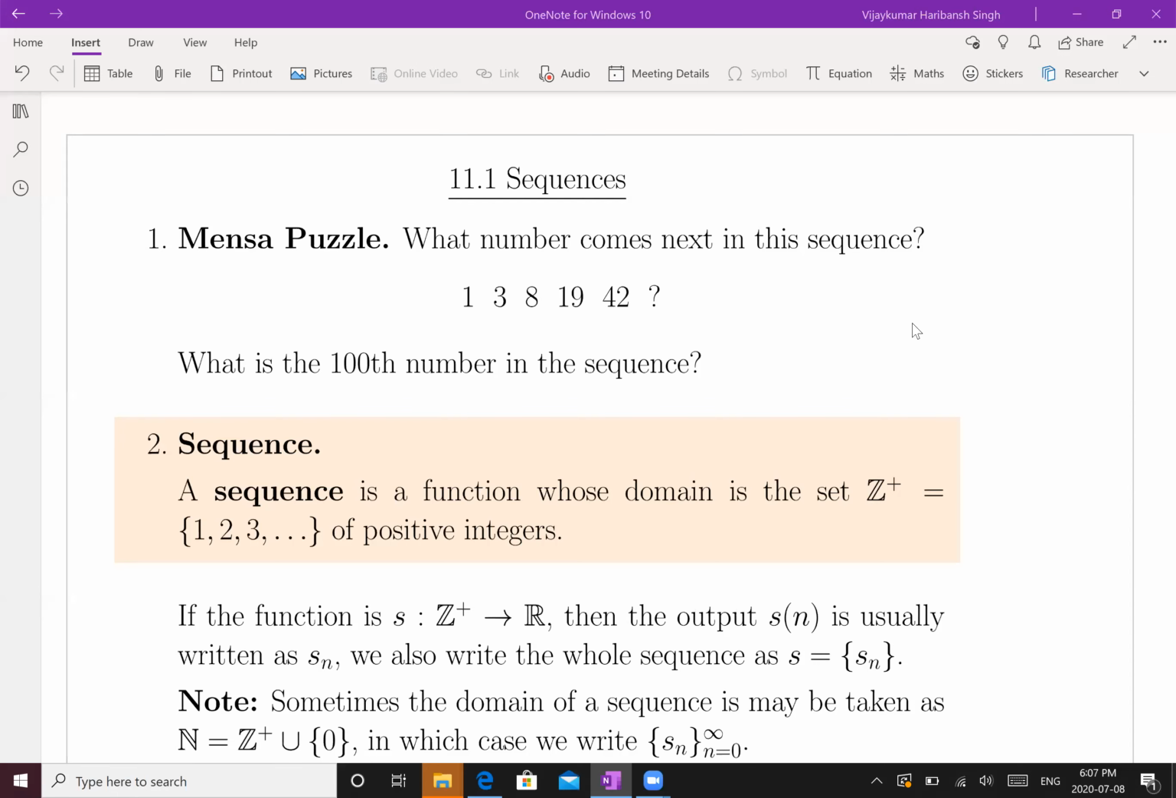So we are going to discuss sequences. Consider the following sequence: 1, 3, 8, 9, 12. Question: what is the 100th term of this sequence? This was a Mensa puzzle. You can look at it.